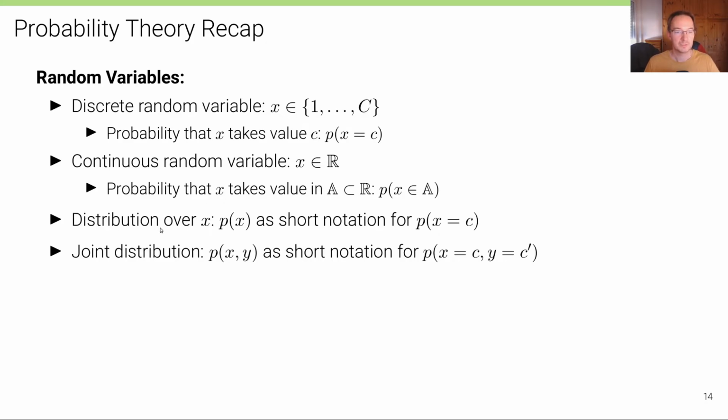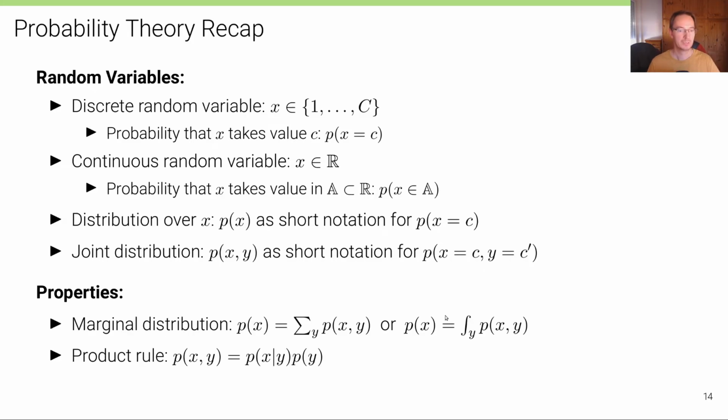Now, the distribution over a random variable we write as p of x, and the joint distribution over two random variables we denote as p of x, y, which is basically a shorthand notation of p of x equals c, etc. Okay? There are two fundamental axioms in probability theory. The first is called the sum rule or marginal rule, and the second is called the product rule.